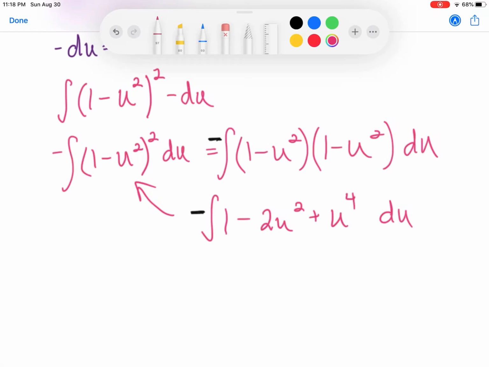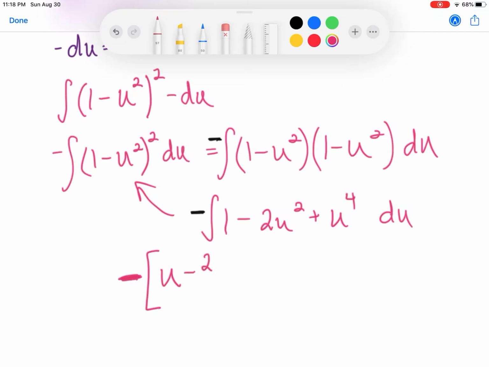Okay, now this has become a very simple integral that you guys can just evaluate, find the antiderivative of, and you're good to go. So let's do that. We have the minus out front, I'm just going to make it really bold there. And then the antiderivative of 1 is going to be u. Remember, this is all in terms of u, right? So the antiderivative of 1 is u.